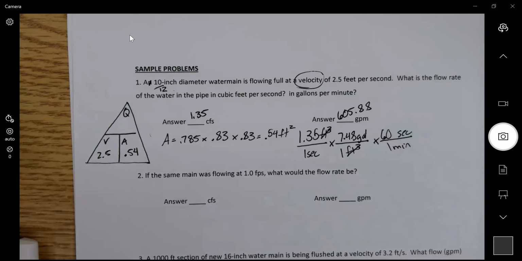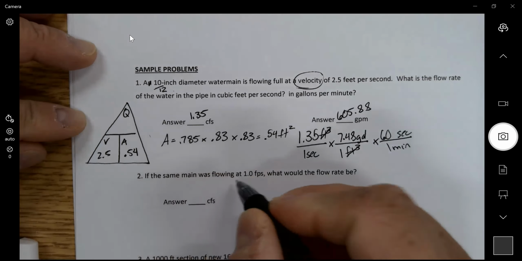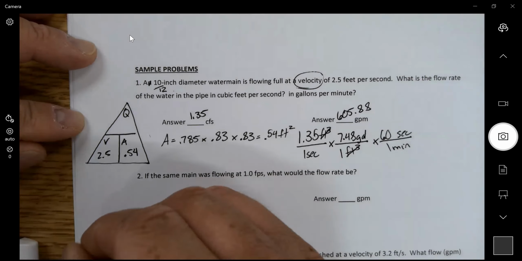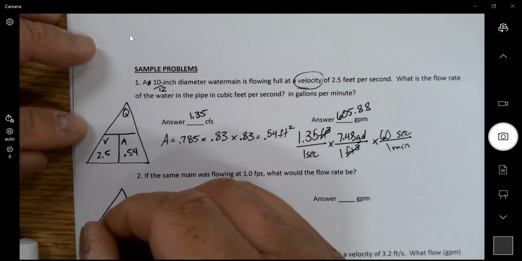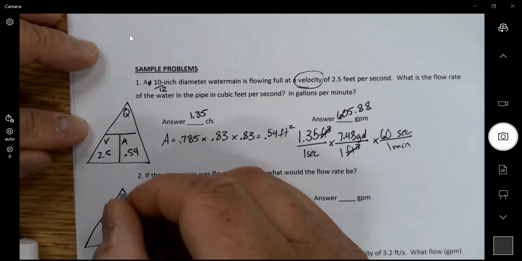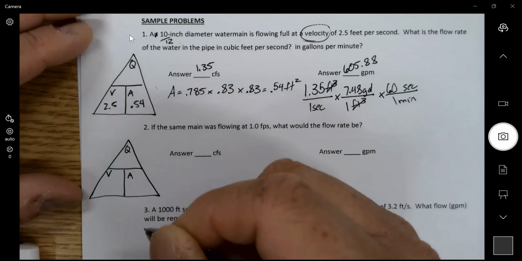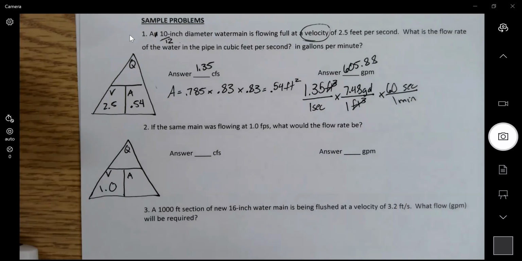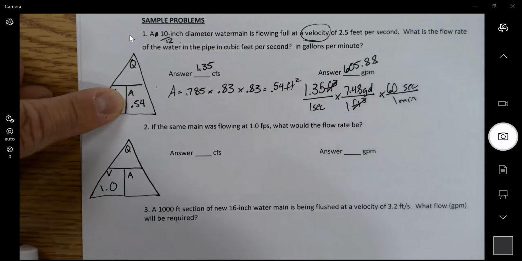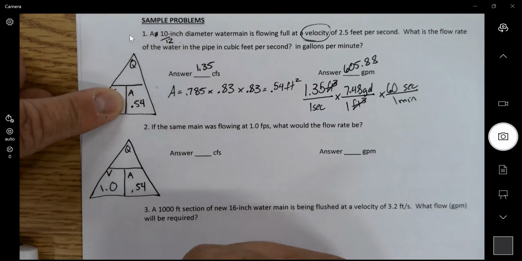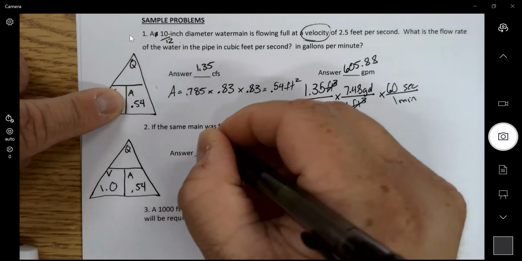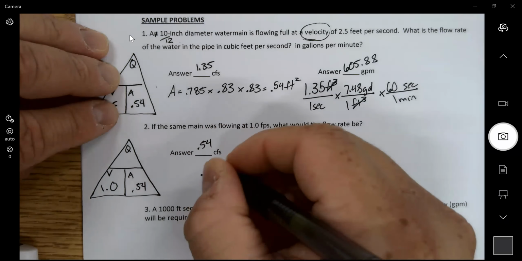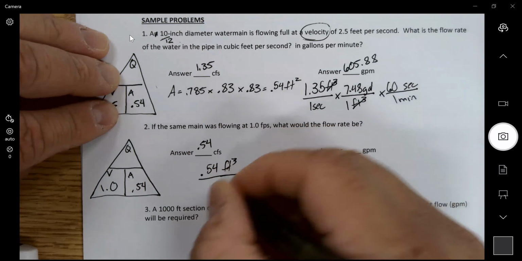All right. Now, if the same main is flowing at 1.0 feet per second, what would the flow rate be? So again, VAQ. It said 1 foot per second, so that is my velocity. If it's the same main, what's my area then? 0.54. So the flow rate is 0.54 cubic feet per 1 second.